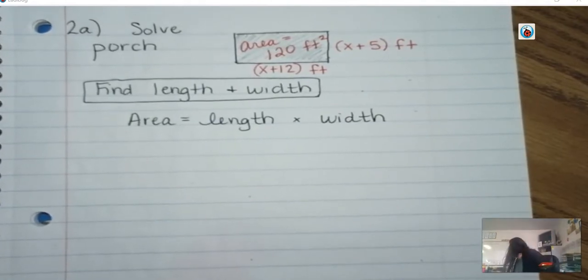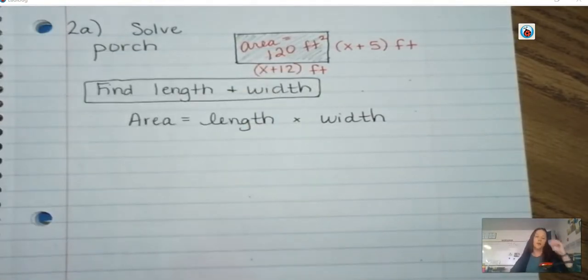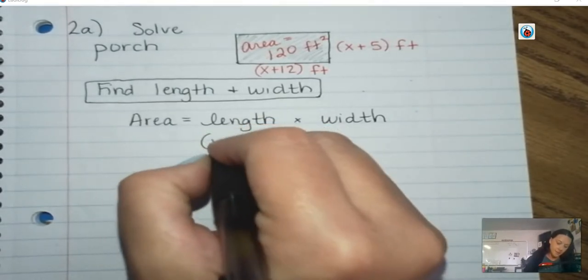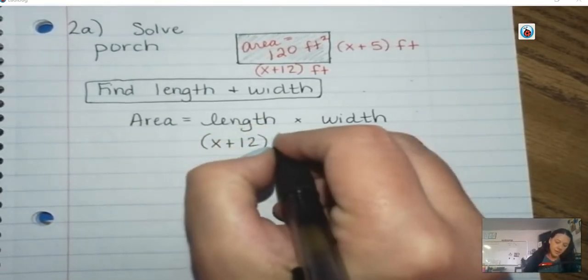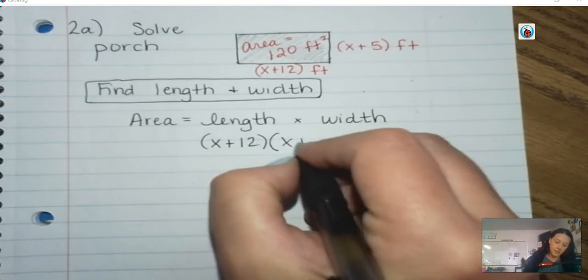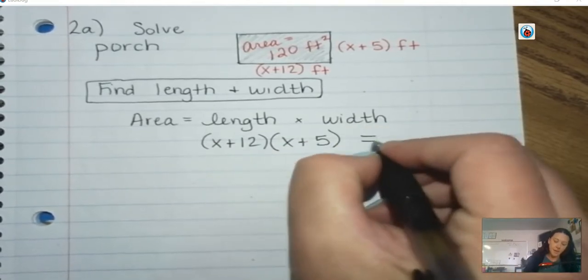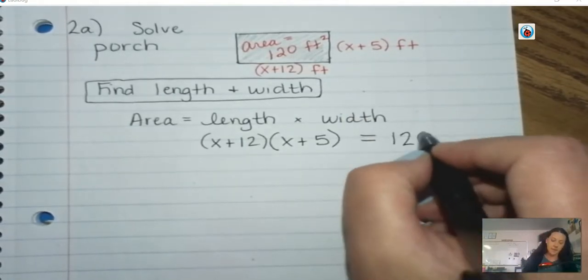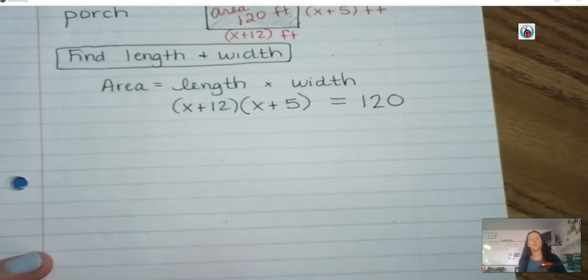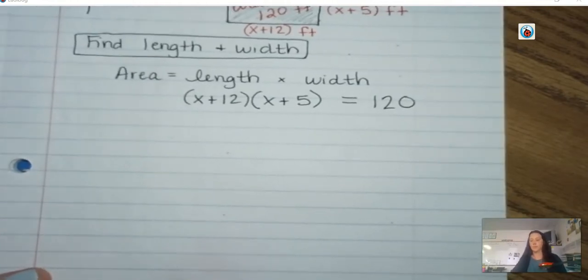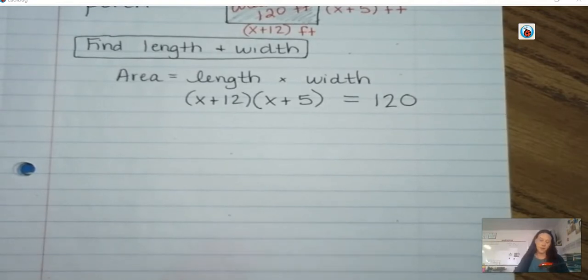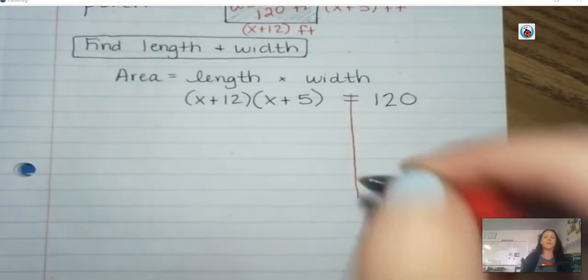So to find the area, I'm going to have to find the length, which is x plus 12, times the width, which is x plus 5. So length, x plus 12, times the width, x plus 5. And when I'm done, it will equal the area, and I do know the area is 120. So we're going to solve.